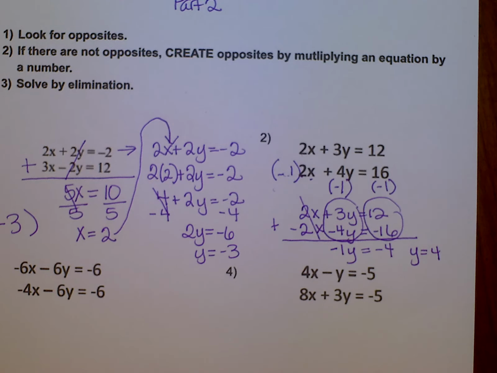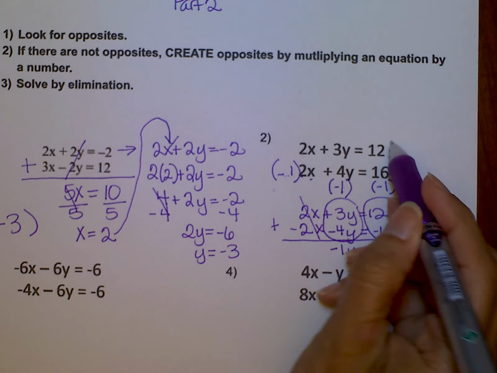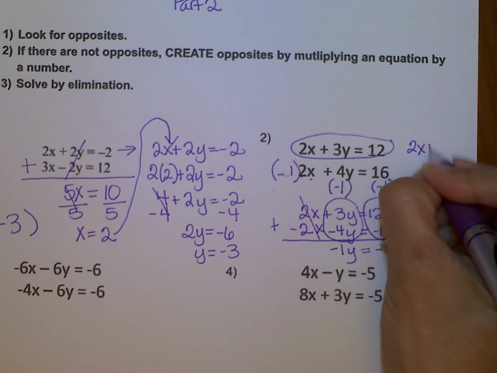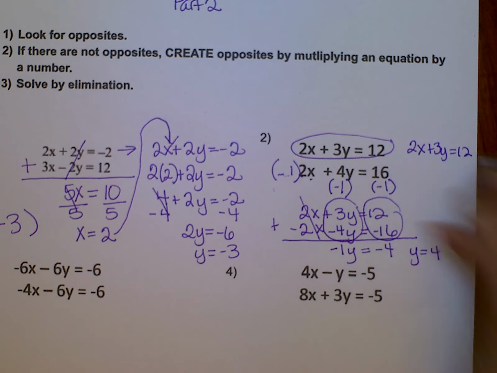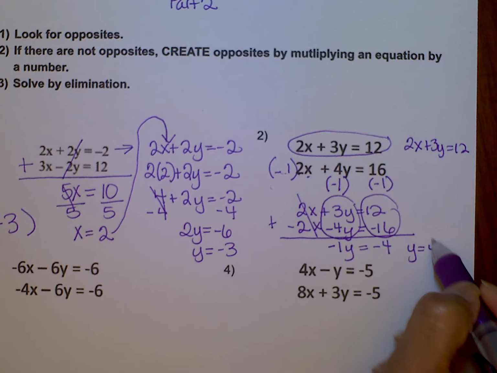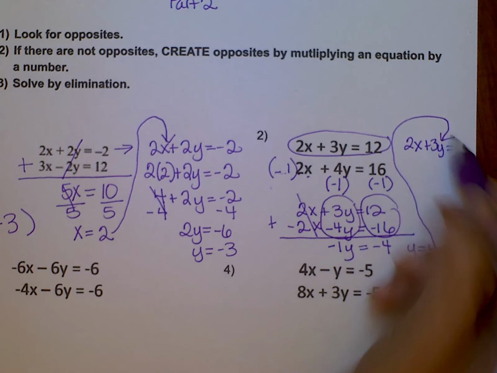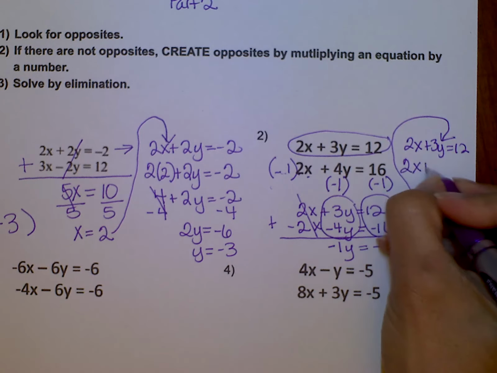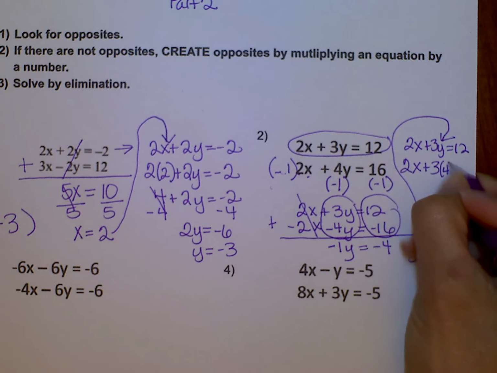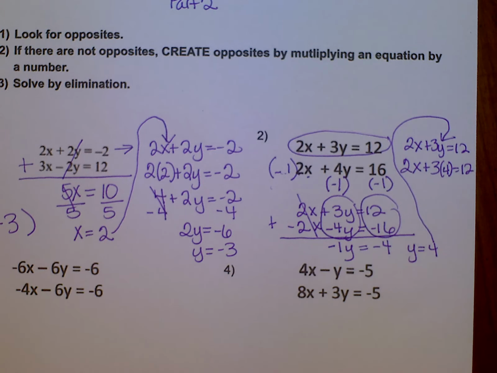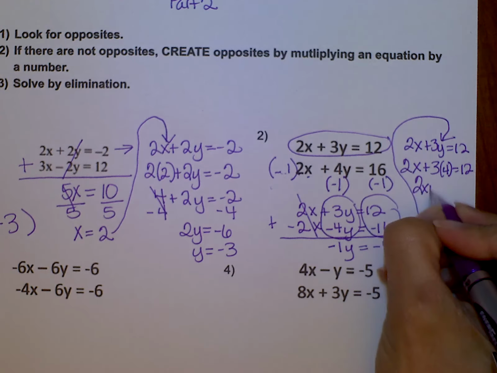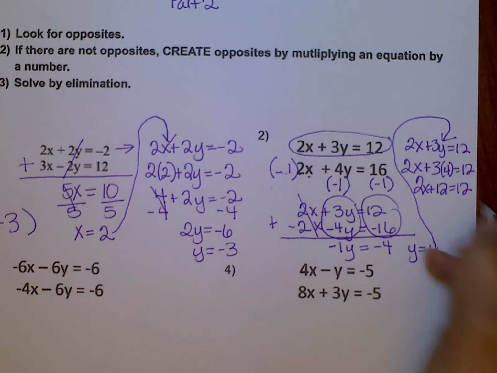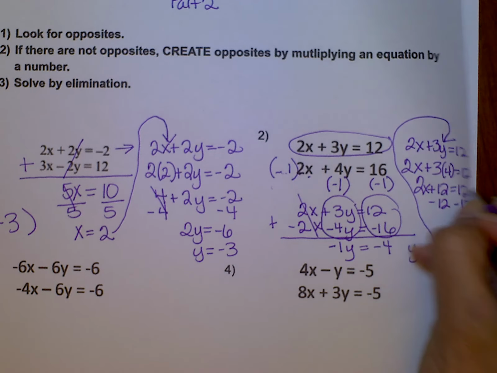So now we're going to do what we did over here. I'm going to choose this equation because it's the easiest: 2x plus 3y equals 12. And I'm going to take this 4 and substitute it in place of y right here. So 2x plus 3 times 4 equals 12. So 2x plus 12 equals 12. And then I'm going to subtract 12 on both sides.